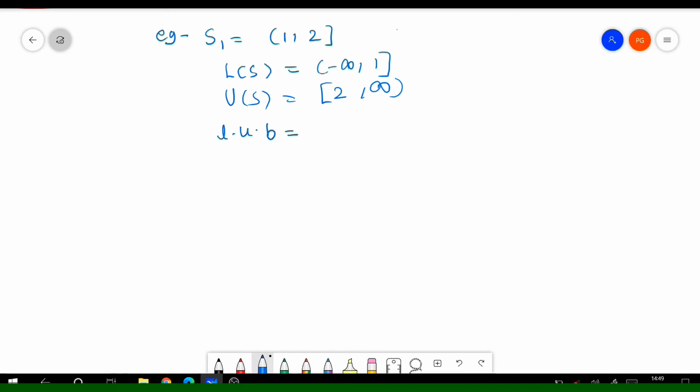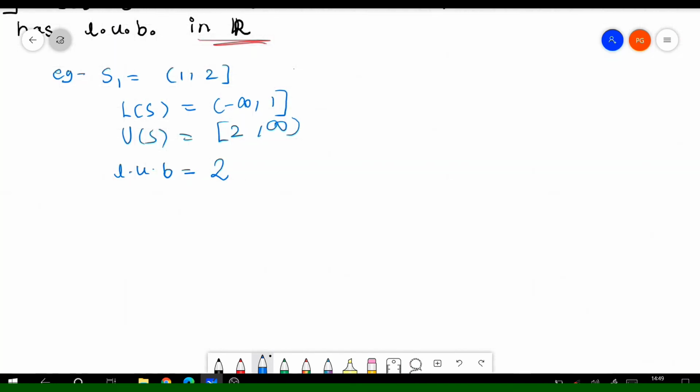Why? Because after 2 there does not exist any element of S1, and hence LUB is the least element of the upper bound set, which is 2. And now we know that 2 belongs to R. But on the other hand, if you consider set Q, Q does not satisfy the completeness property.